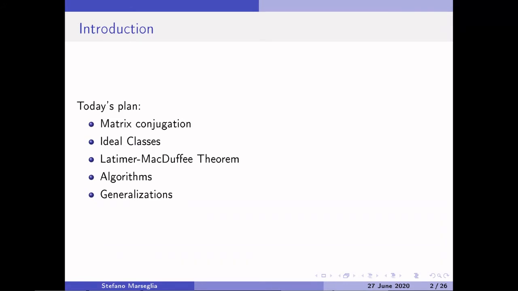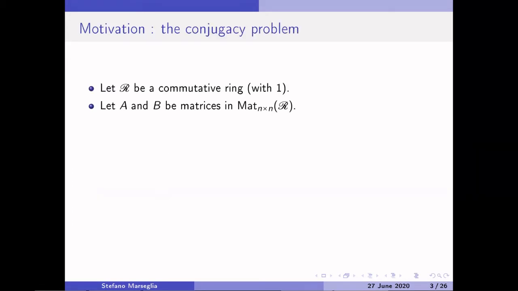As I said, this is going to be a computational talk, so I'm going to explain algorithms to compute the ideal classes and how we can determine from the ideal classes if two matrices are conjugate. And then in the last slide, I'm going to give a bunch of generalizations of the algorithms that I will present in this talk, and also some other applications of these ideal class computations. All right, let's start from the beginning.